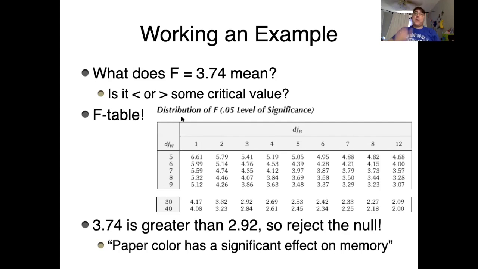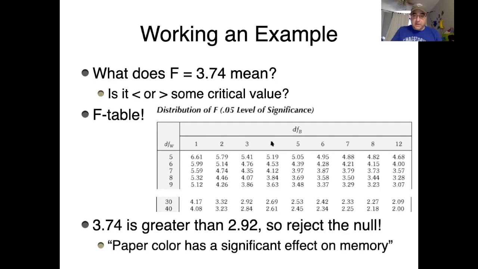In the T table, we had a column for 0.05. Now F, being more complicated, takes an entire page for 0.05. There's a 0.01 table, there's a 0.1 table, I'm sure, but we are right now using the 0.05 alpha table. Once you have the right table, you have the right sheet, your first bit of information has been used, you now have to figure out 2 more things.